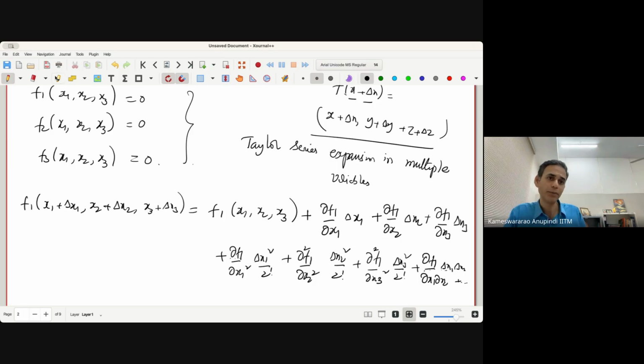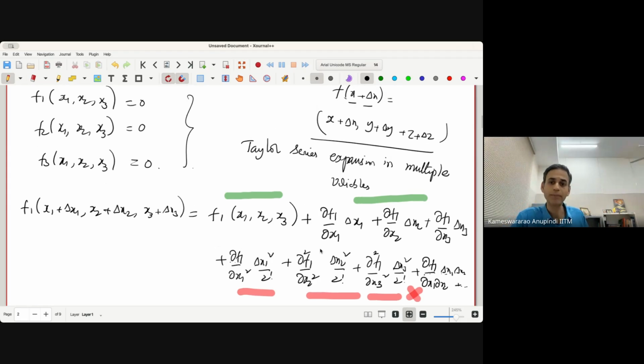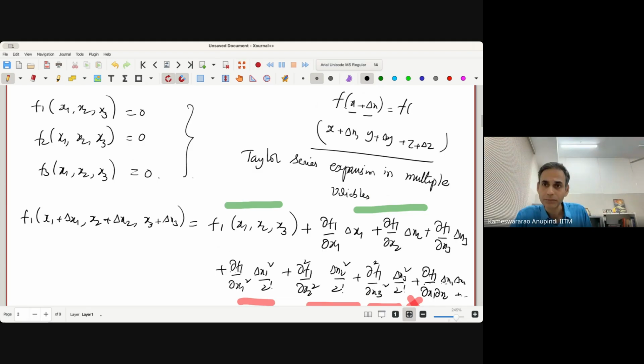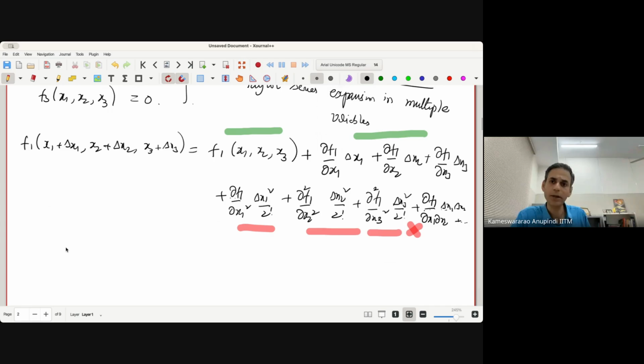But what I'm saying is that we are not interested in these higher order terms, right? So we are neglecting these higher order terms, and we are only going to keep the first order terms, that is the first order derivatives. That means only f1 of x1, x2, x3 plus the first derivative is what we're going to keep. Everything else we are not going to keep because we are only interested in the tangent value, right? So we are interested in only f of x plus partial f partial x of delta x. The remaining values we're going to neglect, because they are higher order and small.